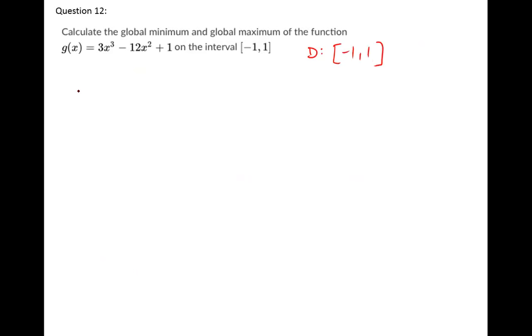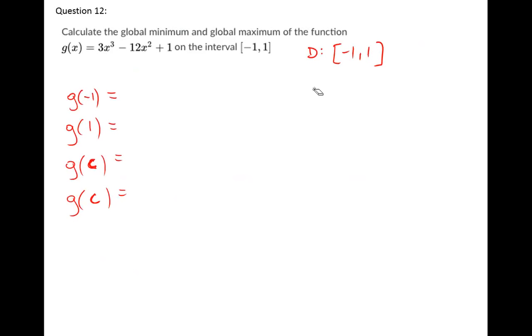Okay, that means let's see what we have to do. We have to take this function and find the value at the endpoints, at 1 and at negative 1. But also, I have to find the critical points. I don't know how many of these critical points I have, and I also have to find the corresponding values. Whichever is higher is the global max, whichever is lower is the global min.